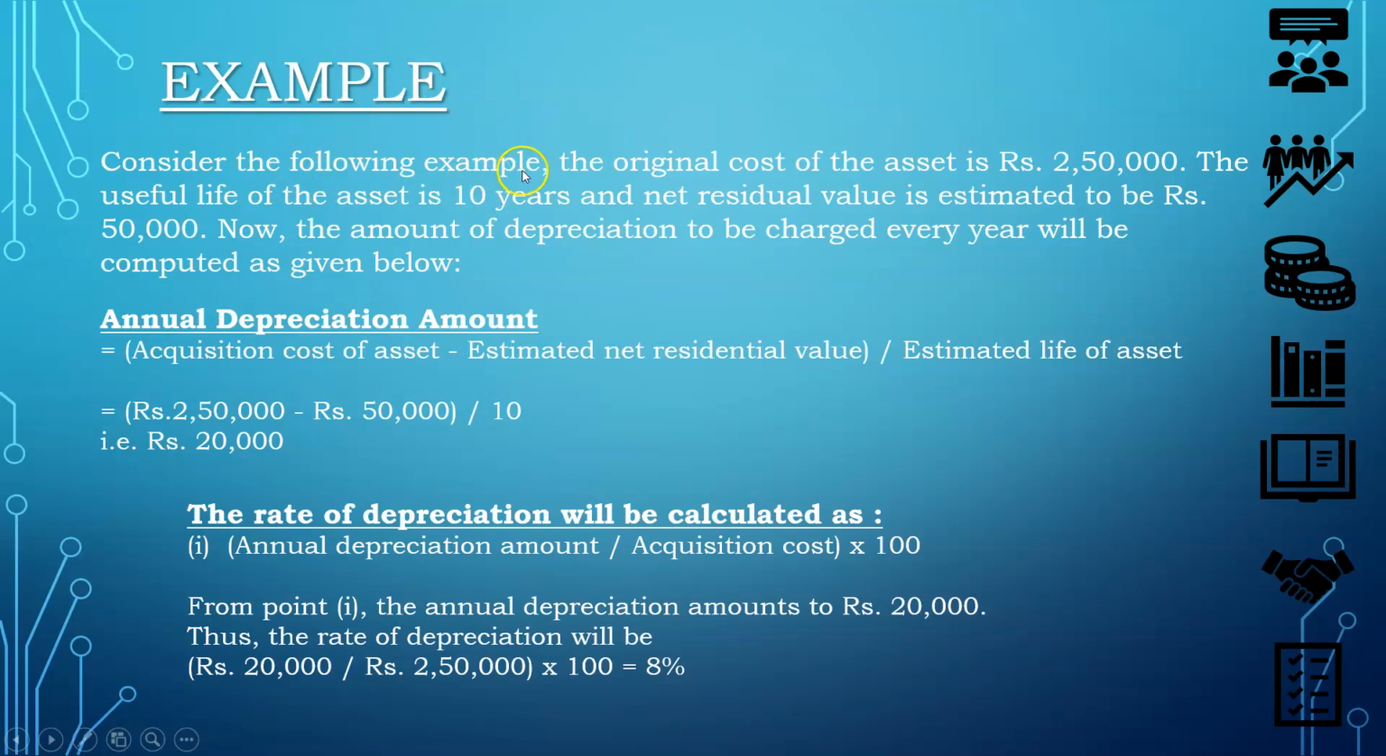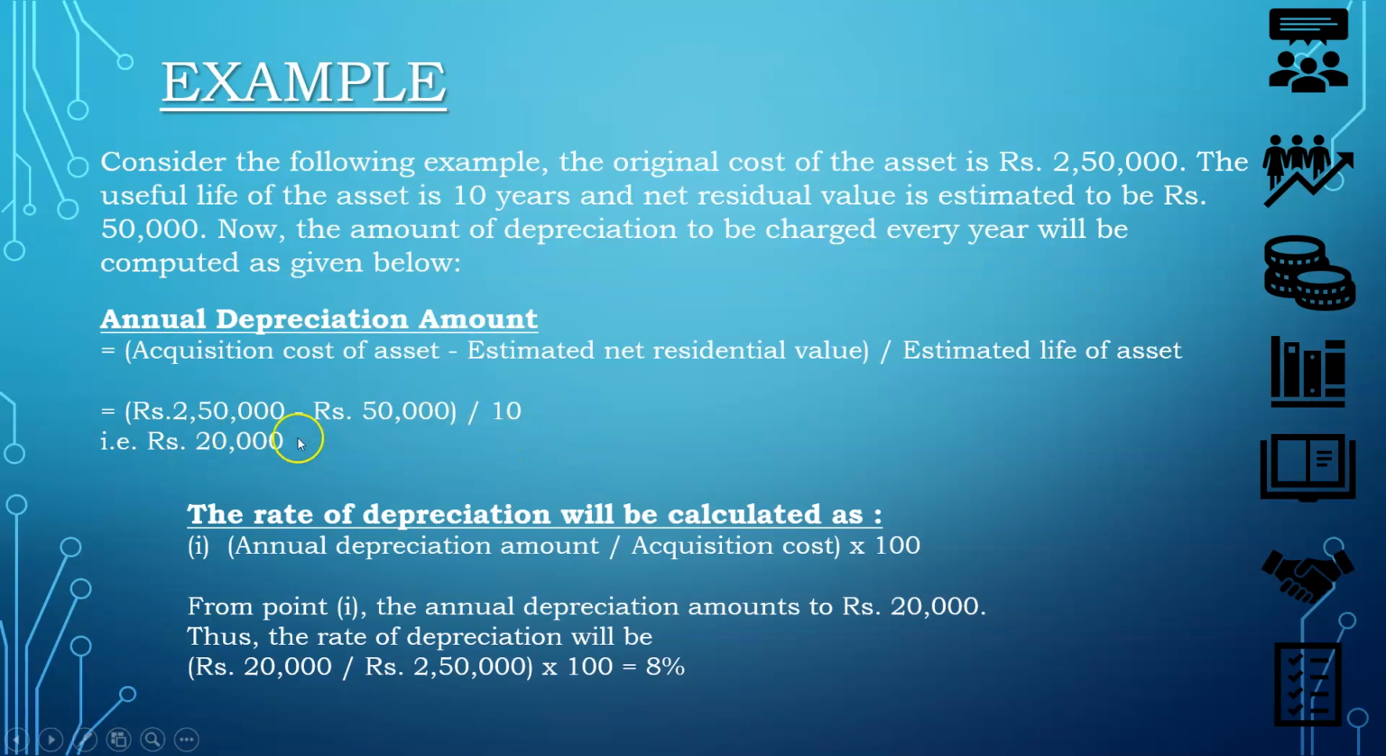Now consider the following example. The original cost of the asset is rupees 2,50,000. The useful life of the asset is 10 years and the net residual value is estimated to be rupees 50,000. Now the amount of depreciation to be charged every year will be computed as given below. Annual depreciation amount will be the acquisition cost of asset, that is rupees 2,50,000, subtracted estimated net residual value. This is on estimated basis only because we cannot make out that after 10 years we will get 50,000 rupees for it. No one can do that. So it is on estimated basis. So subtracted 50,000 and all divided by the estimated life of the asset, that was 10 years.